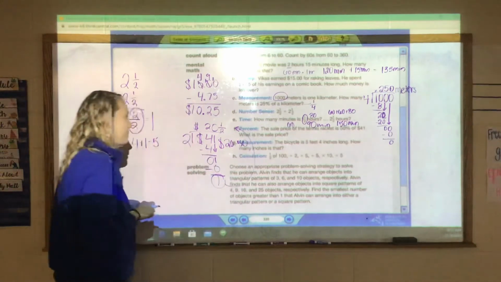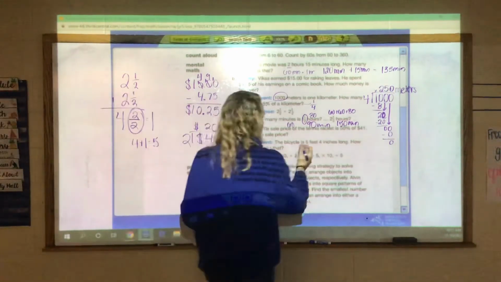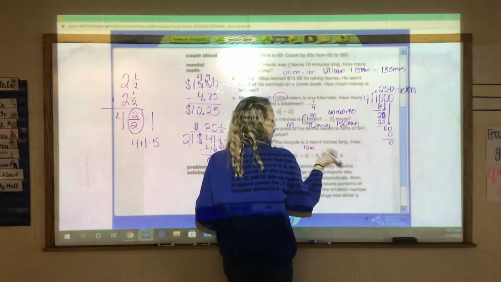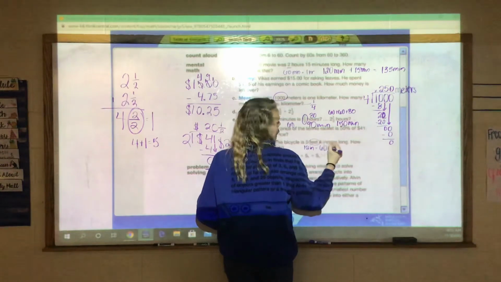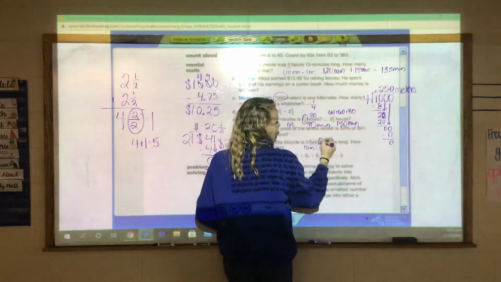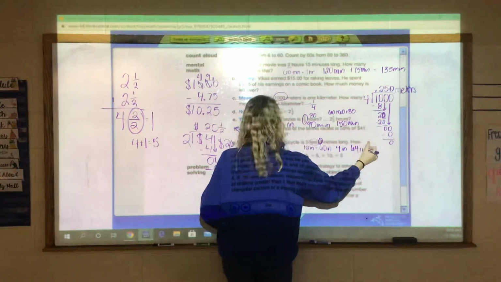$20.50. The bicycle is 5 feet 4 inches long. How many inches is that? Well, there are 12 inches in every foot. 12 times 5 is 60 inches, plus the additional 4 inches is 64 inches.